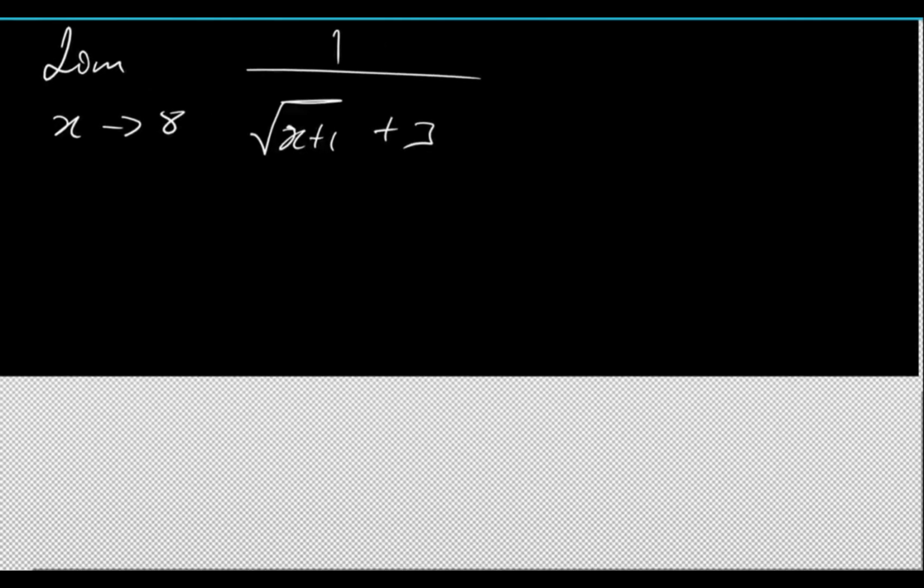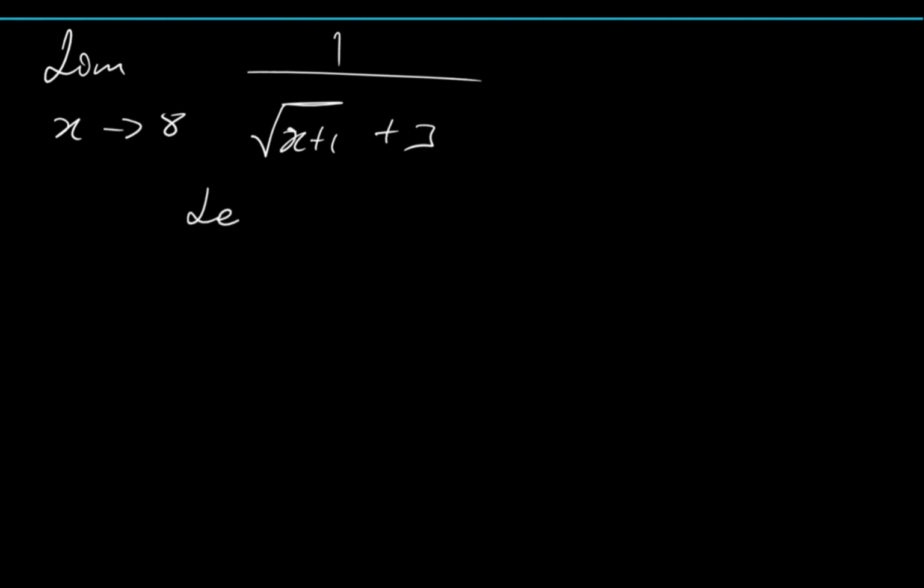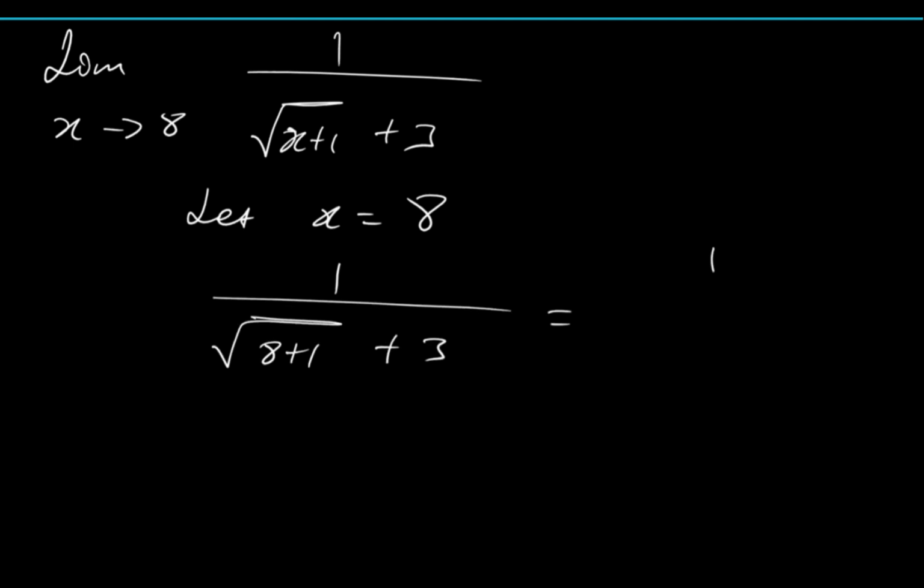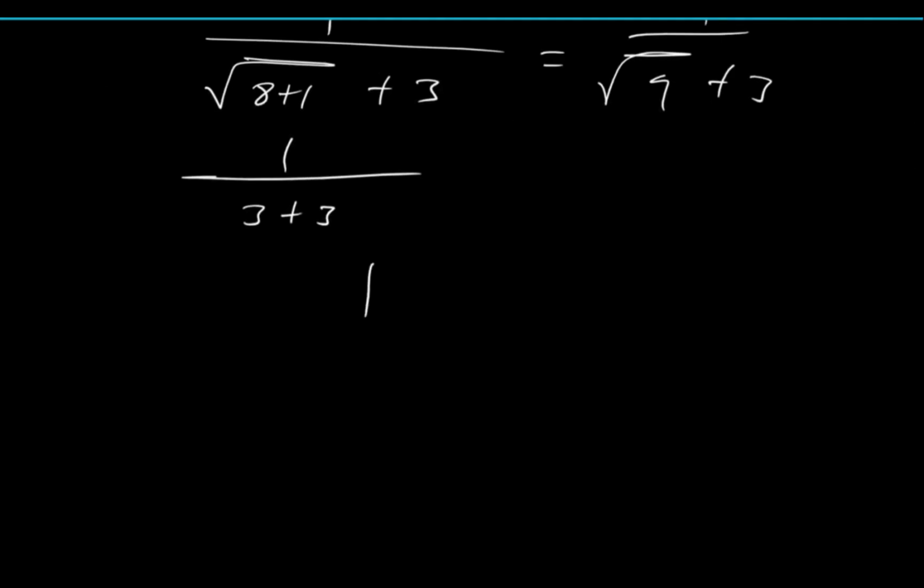Then at this point, what we can do is just try and plug in. So we can say, okay, let's just let x equal to what? Sorry, not 0, but 8. Once you let x equal 8, the problem disappears, if you can recall. So you have 1 over the root of 8 plus 1, plus 3. This will give you 1 over the root of 9 plus 3. And this will be 1 over 3 plus 3, since the root of 9 is 3. Your final answer will just be 1 over 6. So 1 over 6 is simply the limit of our particular question.